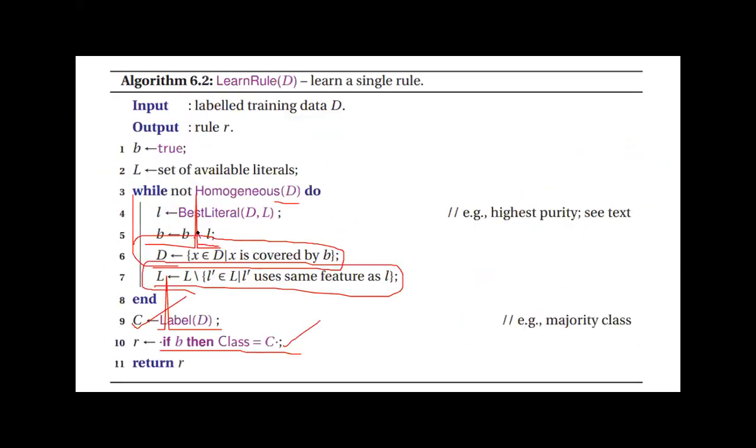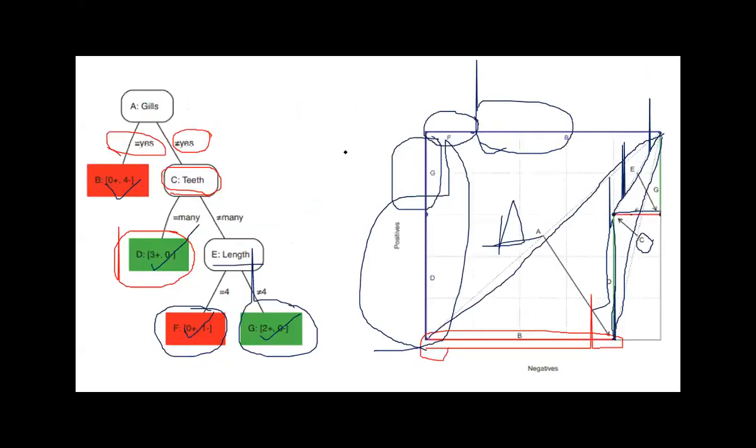In the same way here also, L gives us the best literal, add that literal to B, and then delete that literal from D as well as L. After finding D is a homogeneous one, call the label function with D so that it gives you a class name, and then you form a rule like this: if B, then class is equal to C, that is sent to R, that is returned. So this is called the algorithm, right?